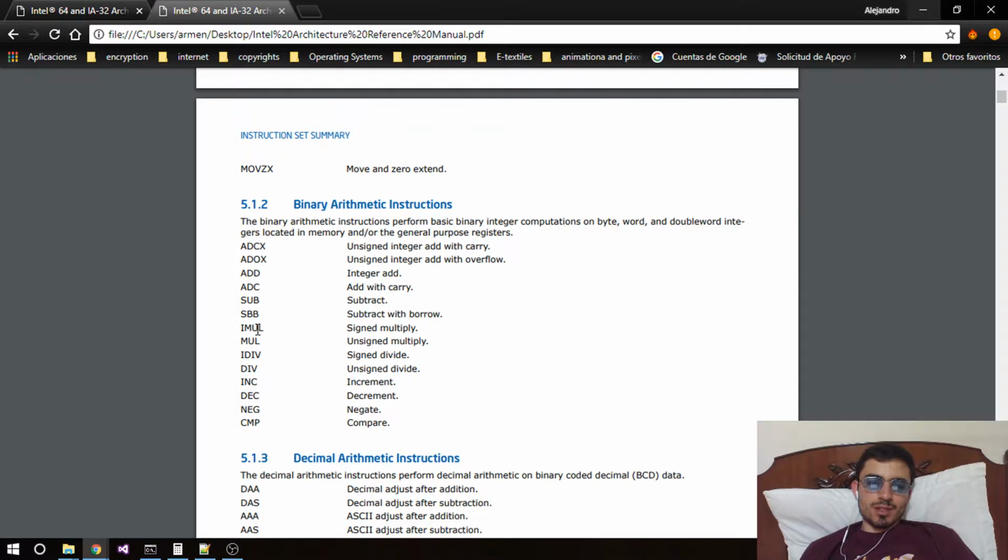The binary arithmetic instructions perform basic binary integer computations on byte, word, and double word integers located in memory and/or the general purpose registers.